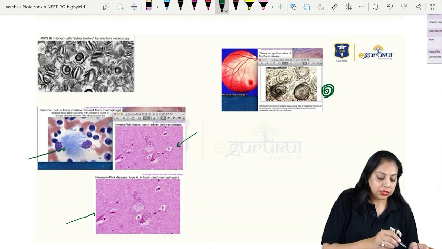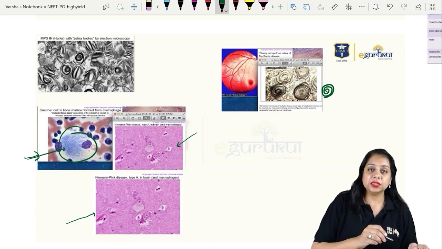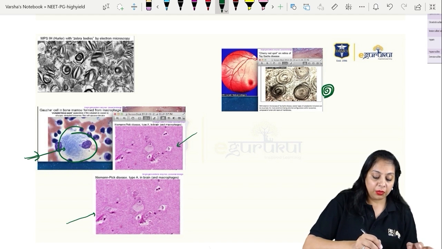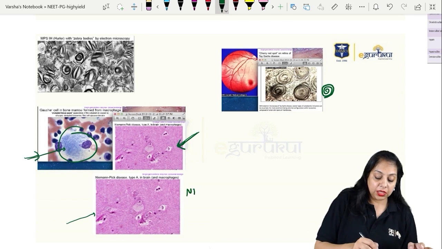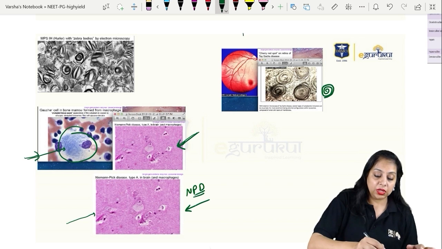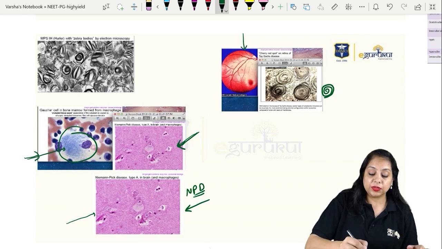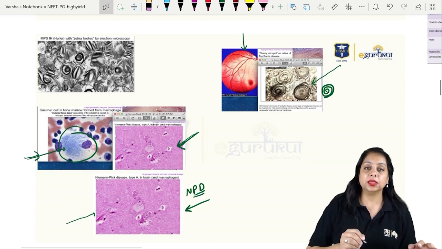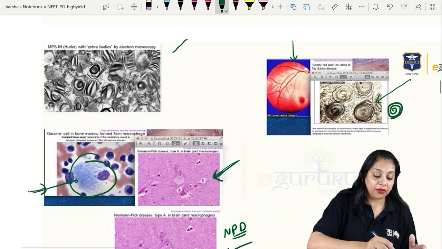Okay, so this one is the Gaucher disease, where you see the crumpled tissue paper appearance, right? And then you have lipid-laden macrophages. In the Niemann-Pick disorder, you just see the lipid-laden macrophages, but no crumpled tissue paper appearance. In the Tay-Sachs disorder, you will mostly find the cherry red spot and the onion rings. Here we have the zebra bodies.